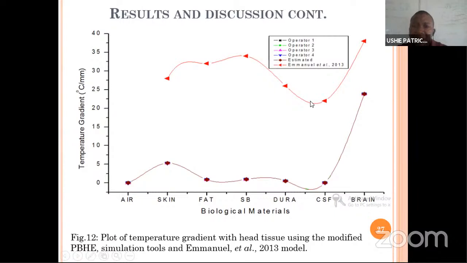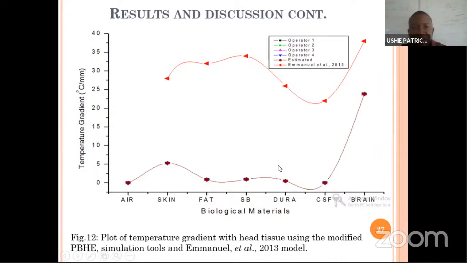There's this uniformity between the Emmanuel et al. work and what we did from the field, using our own model equation from a Pennes bioheat equation and combining it with the Fourier series equation. We discover that all those operators, all those parameters lie within this line. But for Emmanuel et al., it has the same trend, but the values are different. If we look at this, we discover that the field result will give us a more accurate value than the simulated result.